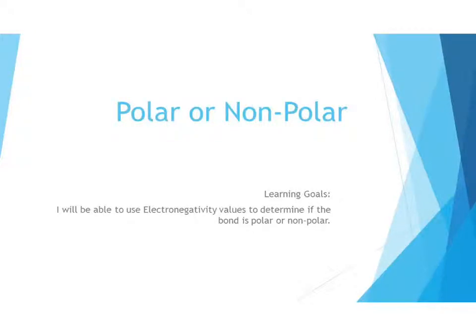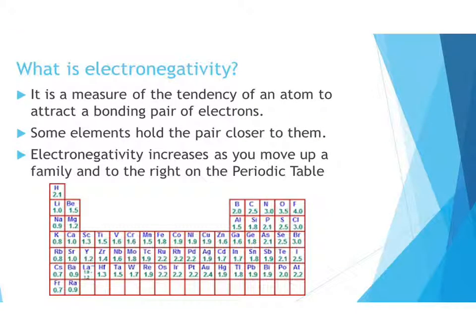In this video, we are going to use electronegativity values to determine if a bond is polar or nonpolar. First, let's talk about electronegativity. Electronegativity is the measure of the tendency of an atom to attract a bonding pair of electrons. So remember, a bond is actually two electrons being shared between the two atoms.